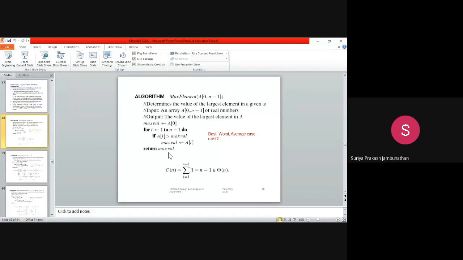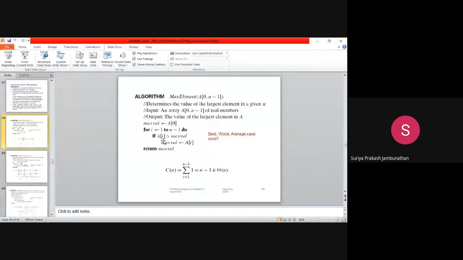Now we are writing a for loop for i equal to 1 to n minus 1. So what does n minus 1 mean? We execute the for loop from i equal to 1 to n minus 1. Why are we not taking 0? Because the 0th element is already stored in max val, so we are not comparing it and we are directly starting from here.